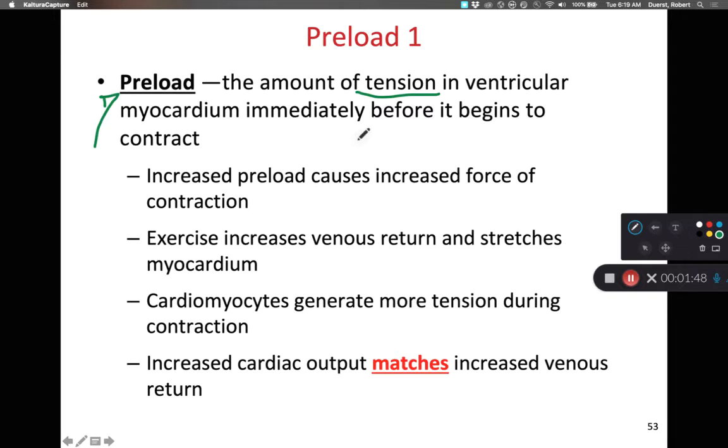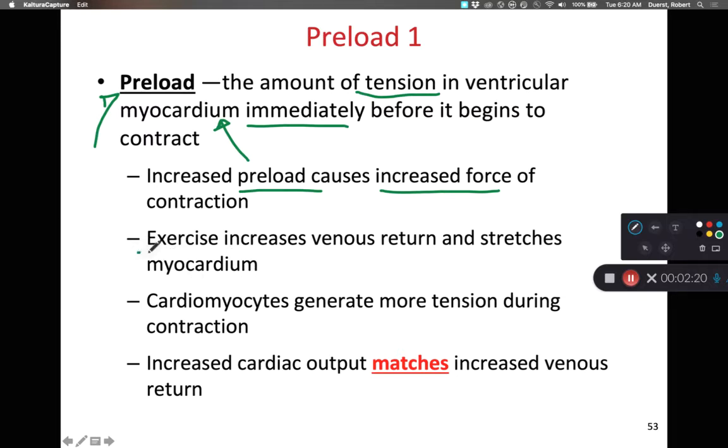The preload is the amount of tension in the left ventricle, or within the myocardium, the muscular layer of the left ventricle, when the ventricle is done relaxing, or another way of phrasing it is immediately before it does contract. So as we have an increase in preload, we're going to have an increase in tension in the walls of the ventricles, and that's going to cause an increase in force of contraction. So if preload goes up, force of contraction, generally speaking, goes up.